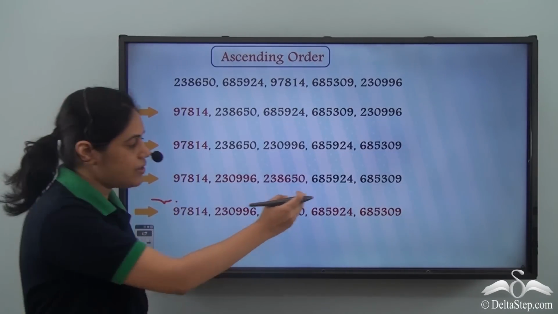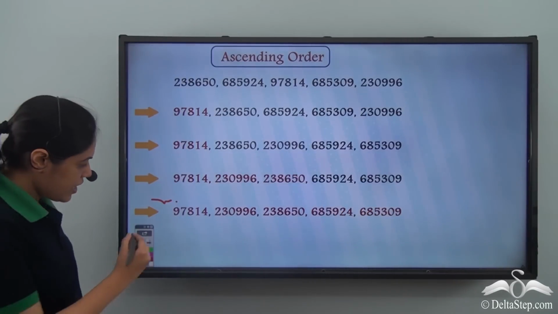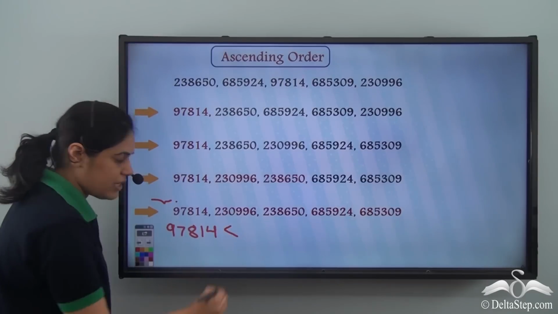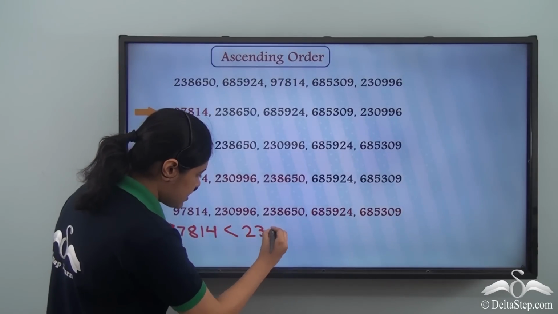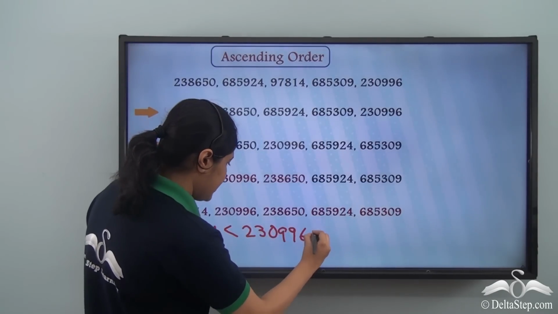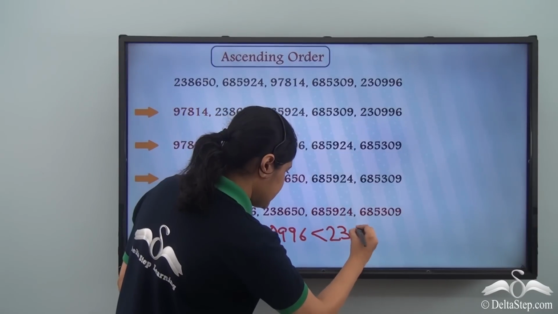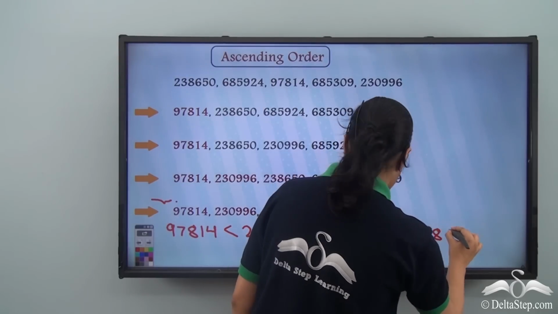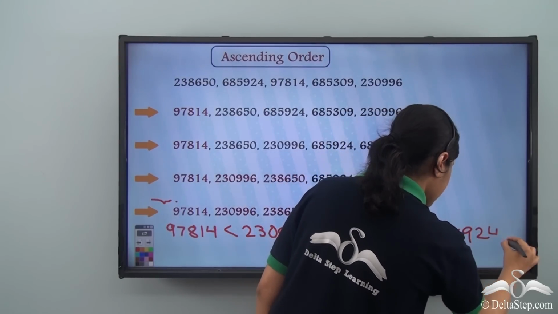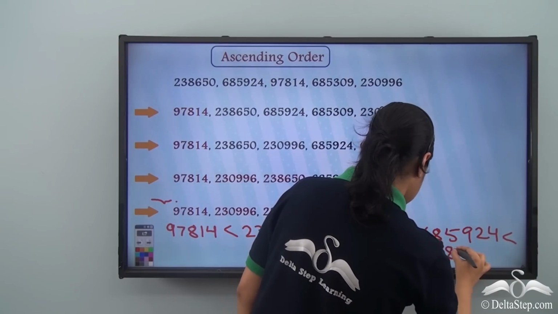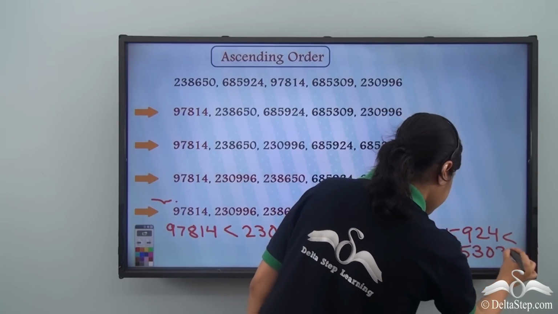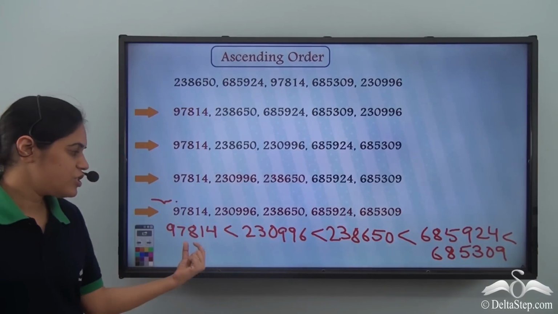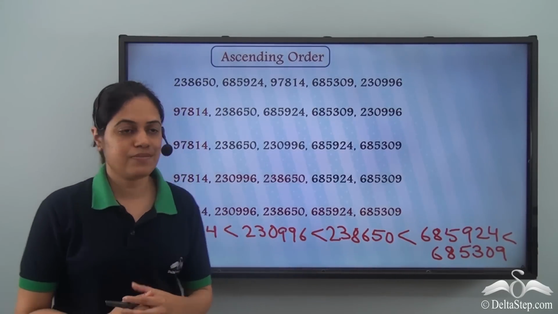This is the smallest number. This is the largest number. I can also write them as 97814 less than 230996 less than 238650 less than 685924 less than 685309. So these are the numbers arranged in ascending order, smallest to the largest.